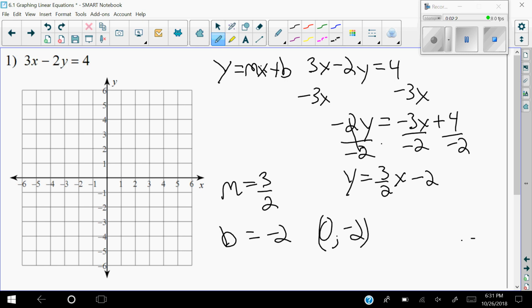So that's going to be our beginning. We're going to begin with 0, negative 2. So I'm going to go to 0 and come down to negative 2. And we're going to move 3 over 2, m for move. So we're going to move up 3 because it's rise over run: 1, 2, 3. And then over 2: 1, 2. And that's going to be our line.